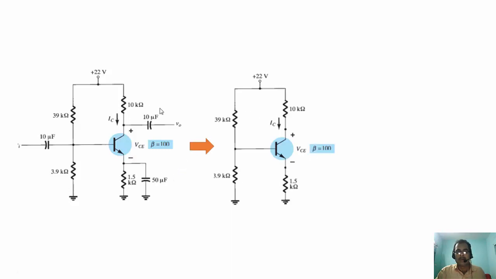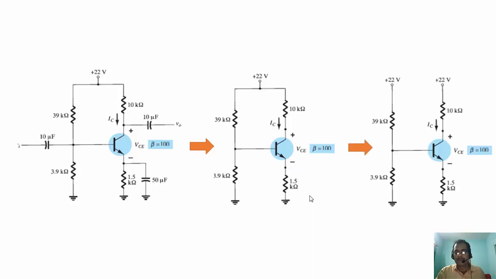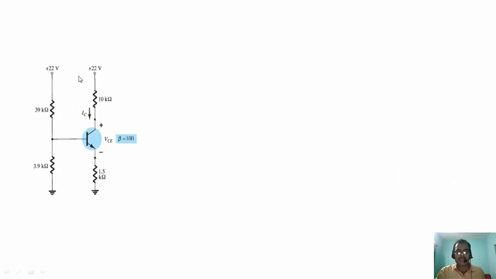Now, because we are doing the biasing for the DC voltages, these coupling capacitors and bypass capacitors are useless for the biasing. So I remove the coupling capacitance and bypass capacitance. Now we have to apply these 22 volt on these two resistors separately. This is the diagram.